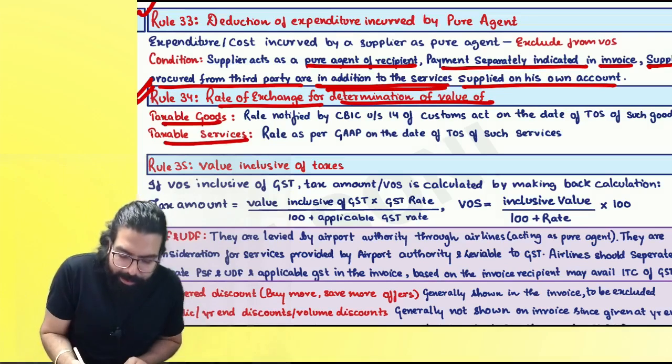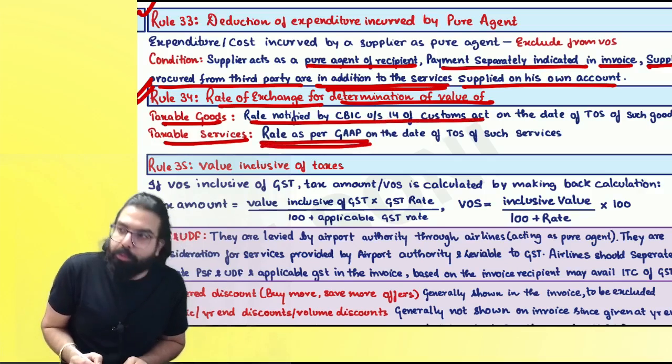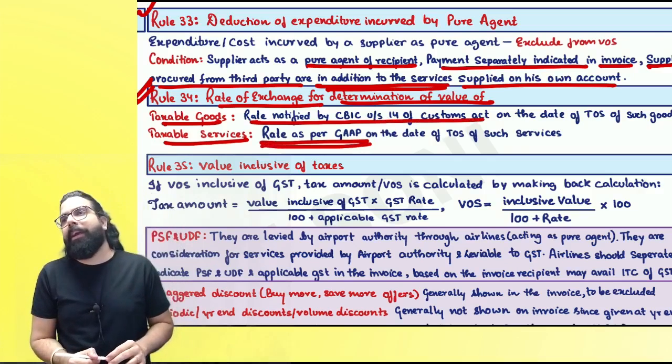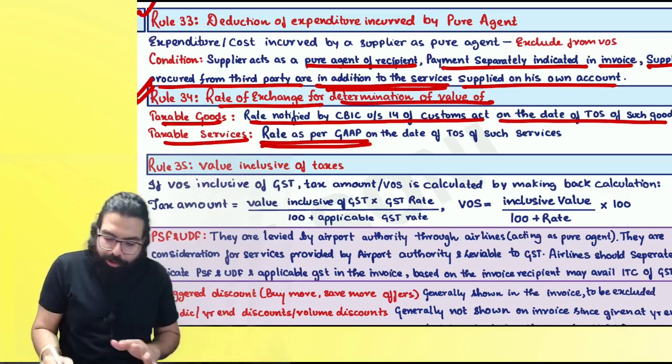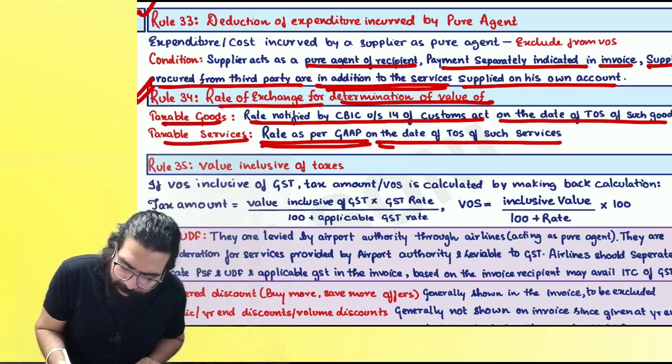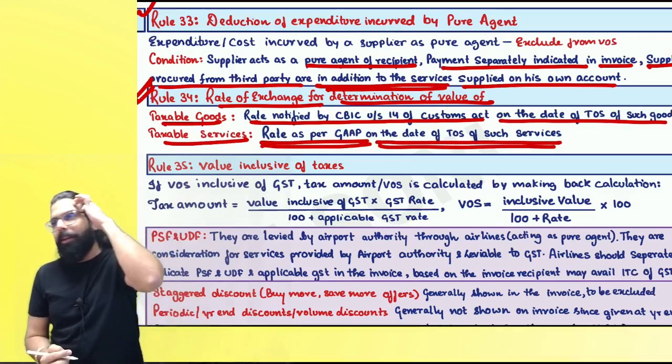Then they are telling us that for conversion you can take the rate notified by CBIC, and here the rate as per generally accepted accounting principles, on the date of time of supply of such goods, and this is on the date of time of supply of such service. Which date's rate has to be taken? The time of supply rate. Can I go ahead, everyone?